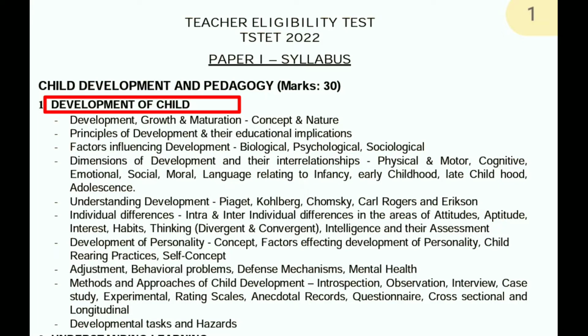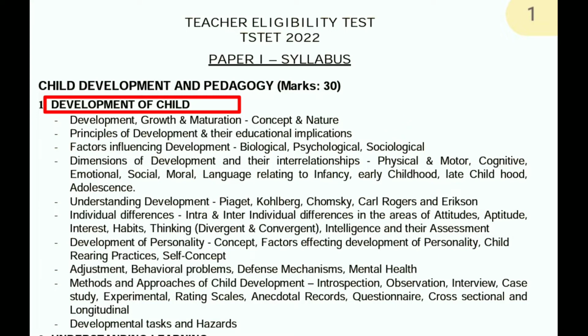Now first we'll see what is the development of the child, like how the child develops in the different stages, what is development, what is growth, and what is maturation, its concept and its nature. And again we need to learn the principles of development and their educational implications, and the factors influencing development. Development is a very broad term, you all know this.